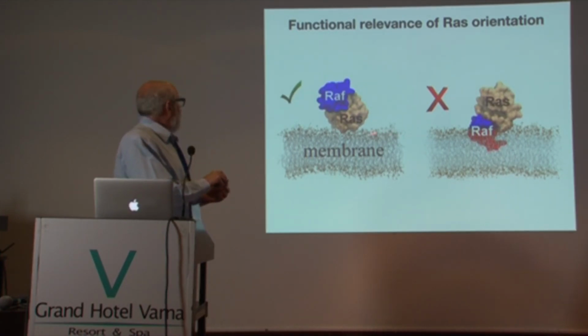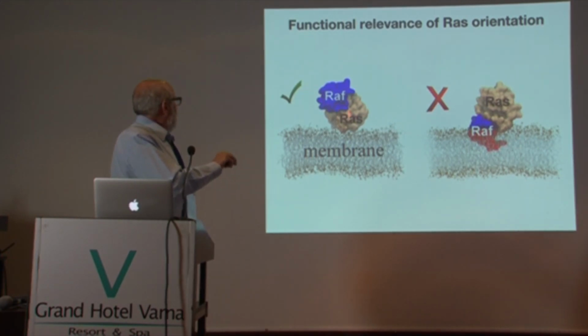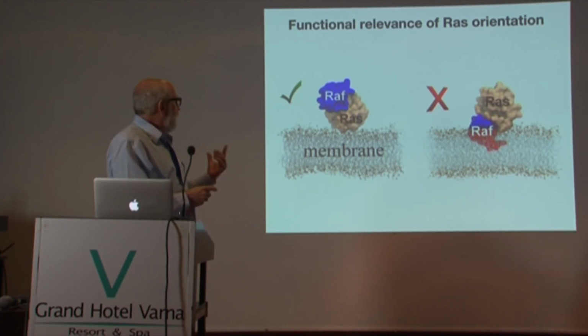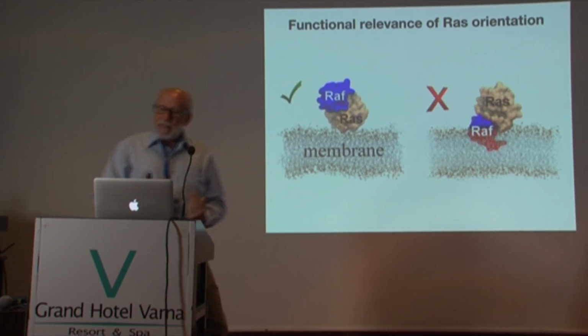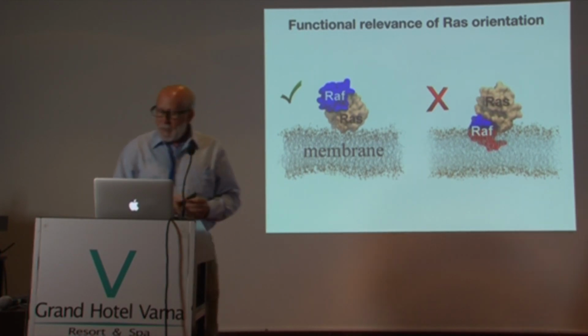Here is a cartoon that very easily shows it. If the RAF binding domain binds to RAS, actually binds here, and this region is exposed, RAF can bind. If this region is pointing downwards, then RAF cannot bind because the membrane is there. This is slightly different from the typical paradigm where the protein is in solution and anything that is going to bind can bind from anywhere else.